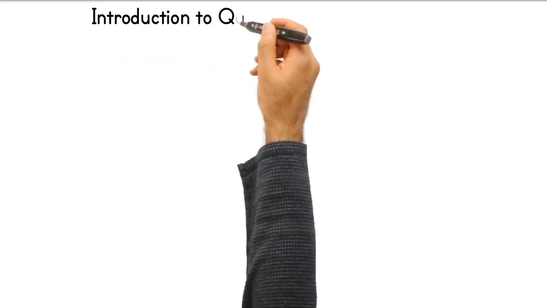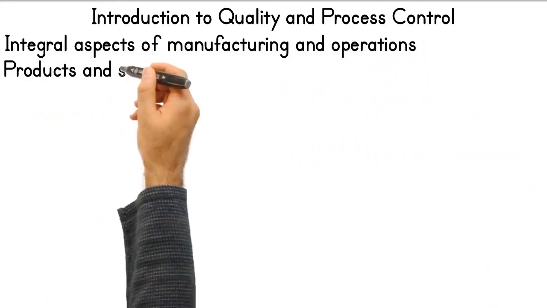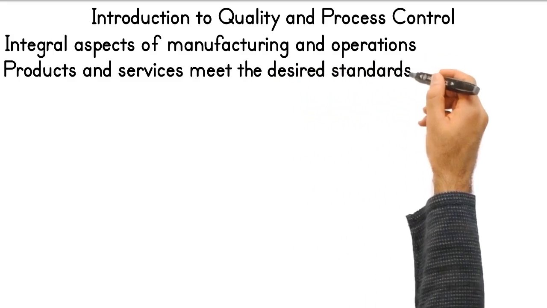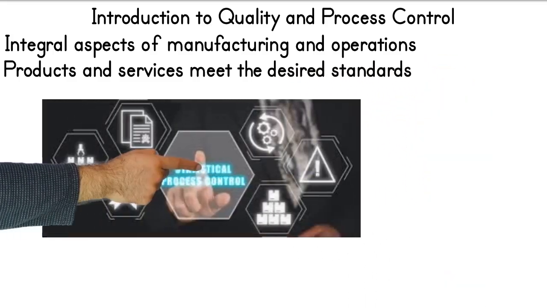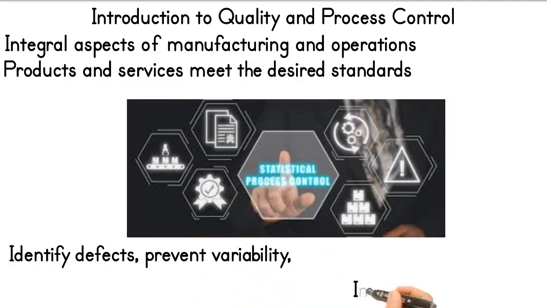Quality and process control are integral aspects of manufacturing and operations management that ensure products and services meet the desired standards of quality. These practices are designed to identify defects, prevent variability, and improve the overall efficiency of processes, contributing to higher customer satisfaction and consistent output.